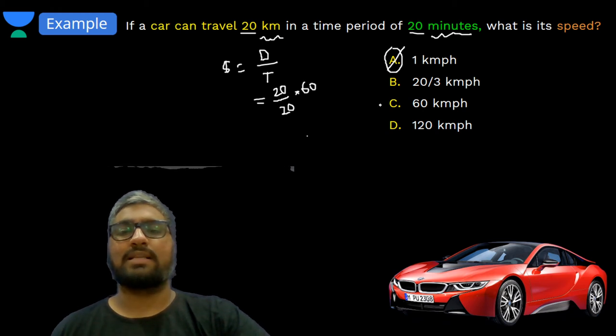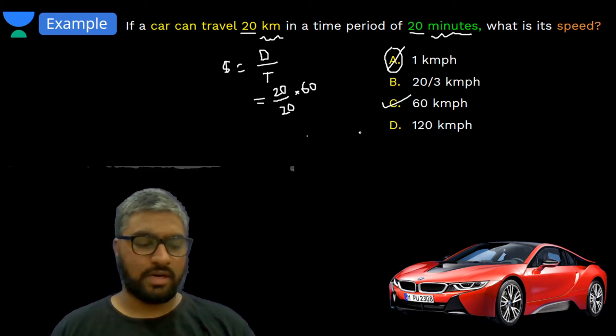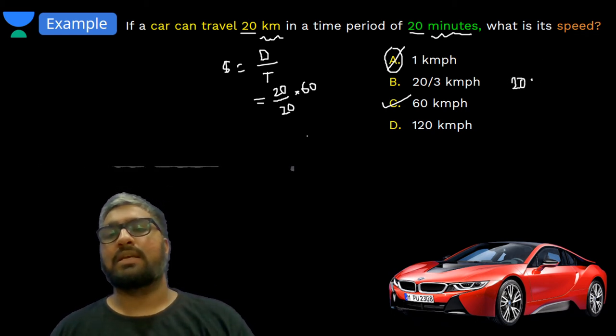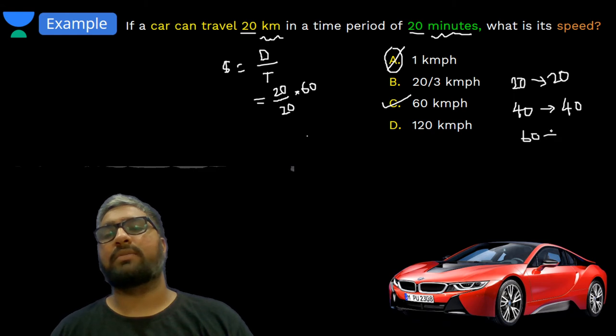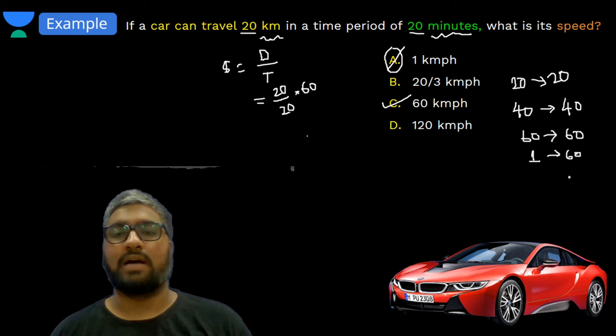So my answer is actually 60 kilometers per hour. In other words, what do you have to do? In 20 minutes, a person can cover 20 kilometers. In 40 minutes, he'd be able to cover 40 kilometers, right? Double the time. In 60 minutes, 60 kilometers. 60 minutes is nothing but 1 hour. So in 1 hour, 60 kilometers basically means the speed is 60 kilometers per hour, right?